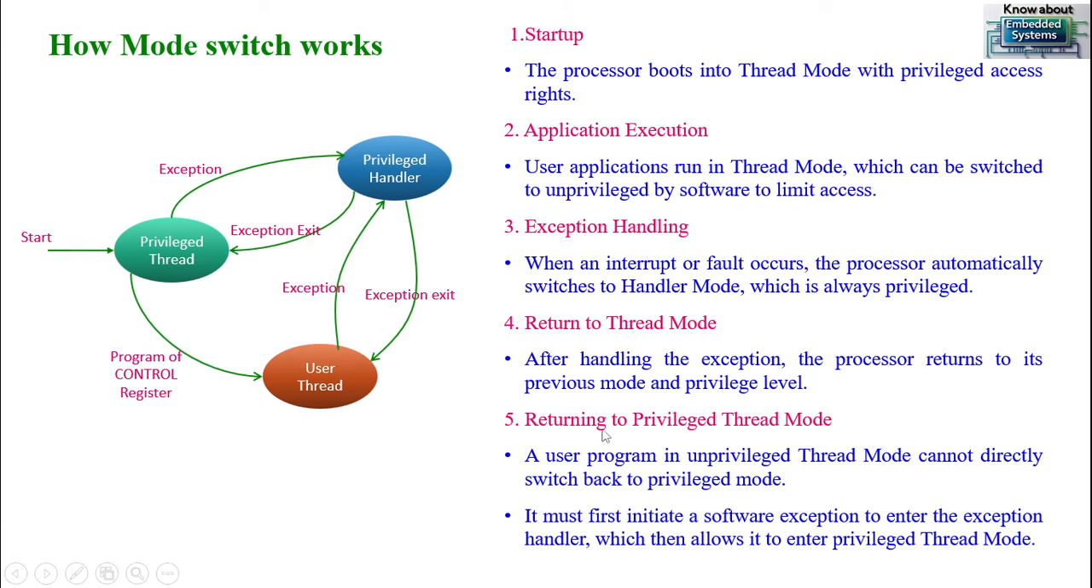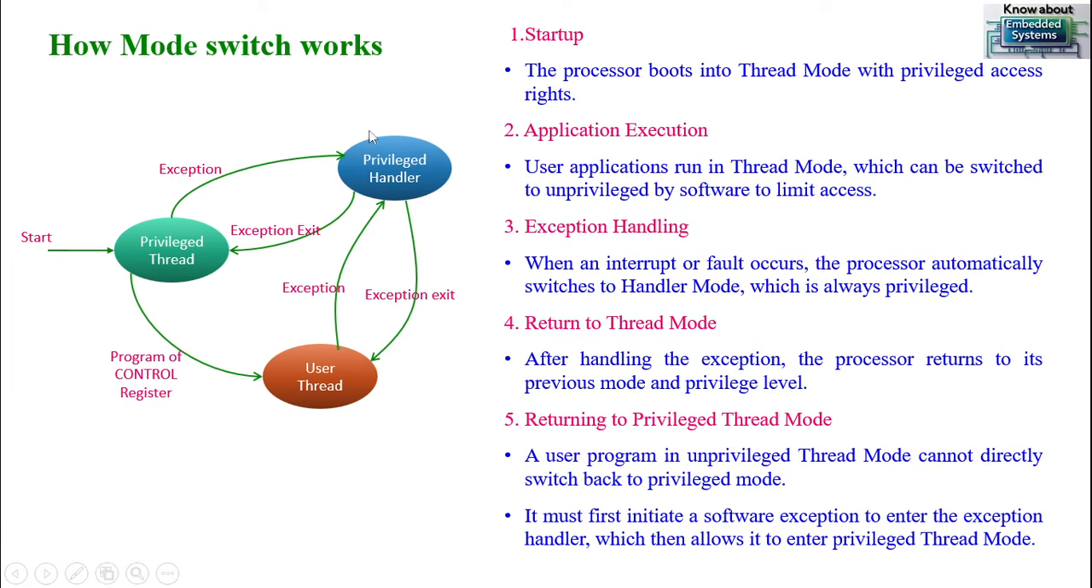This is what it is telling here. Point number 5, returning to the privileged thread mode: the user program is in unprivileged thread mode and it cannot directly switch back to the privileged mode. It has to first initiate one software instruction or a software exception to enter the handler, and from the handler you can move to the privileged thread mode. So these are all the operating modes. There are only 3 operating modes.